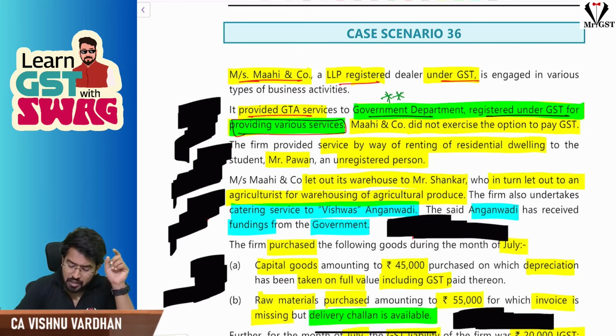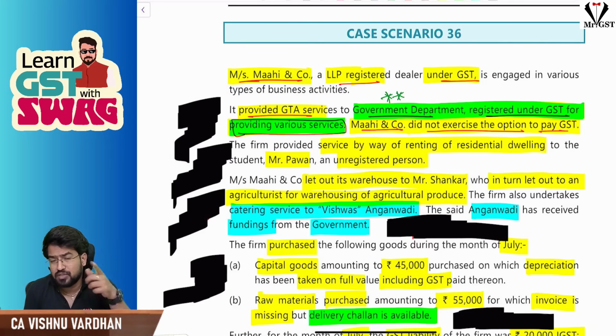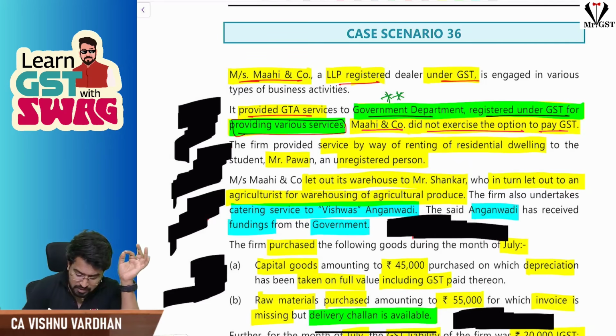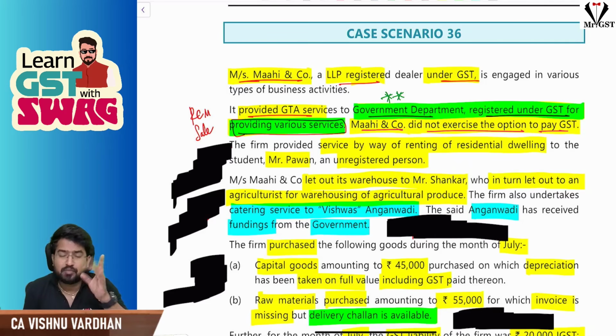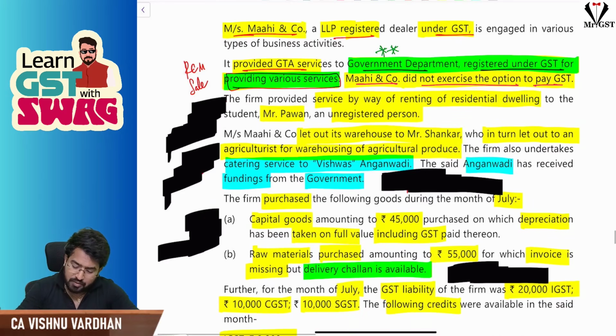They are taxable, and they have also told that Mahi and Co did not exercise the option to pay GST. That means Mahi and Co did not take FCM. That means this is taxable under RCM. A very interesting point: government departments, in most cases, everywhere, we will see registered for the purpose of complying with Section 51 provisions. But here that is not the case. If they are not registering for Section 51 purposes, the GTA services to them are taxable under RCM if GTA is not going with FCM. A super duper point, right? A very important point, mark it important, or make a note of it.